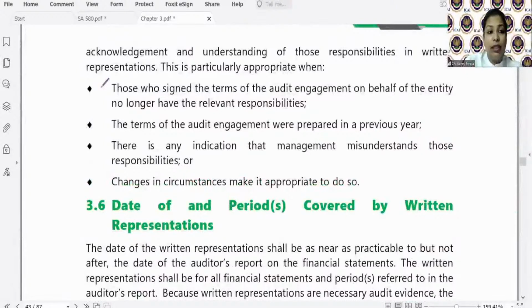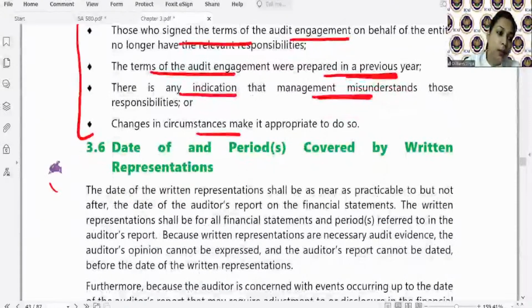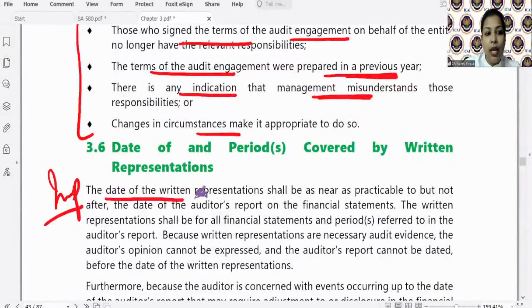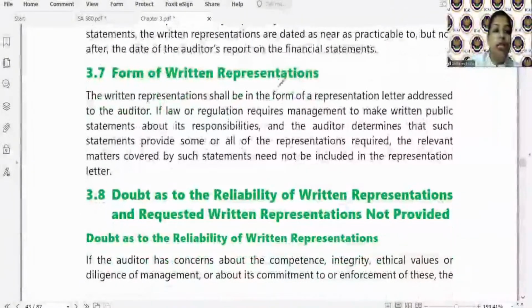And these are the cases जहाँ पर there is a change in those who sign terms of engagement. Terms of engagement previous years में बने थे, या indication की misunderstanding है, या change in circumstances, तो written representation लेना ही है. Very important. Date of written representation shall be as practicable to, but not after the date of the auditor's report on the financial statement. It shall be in the form of representation letter.